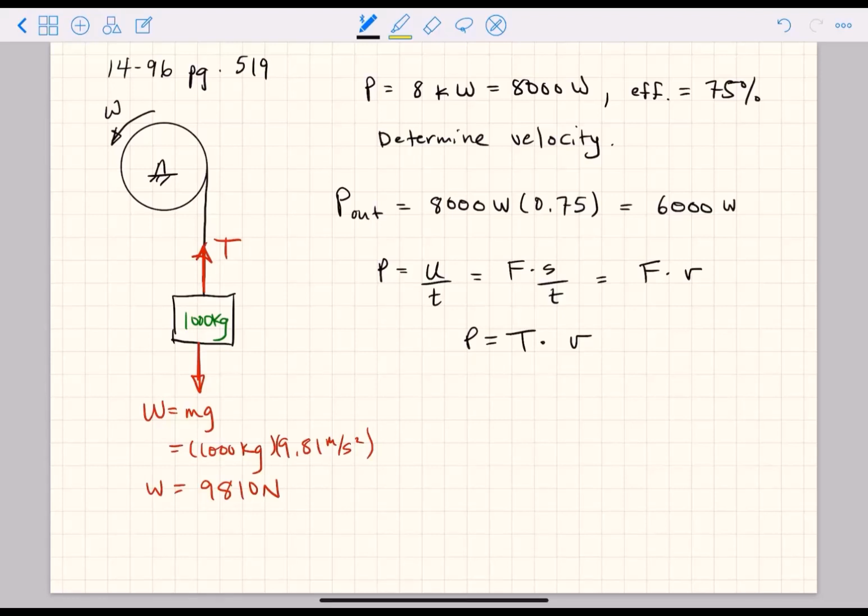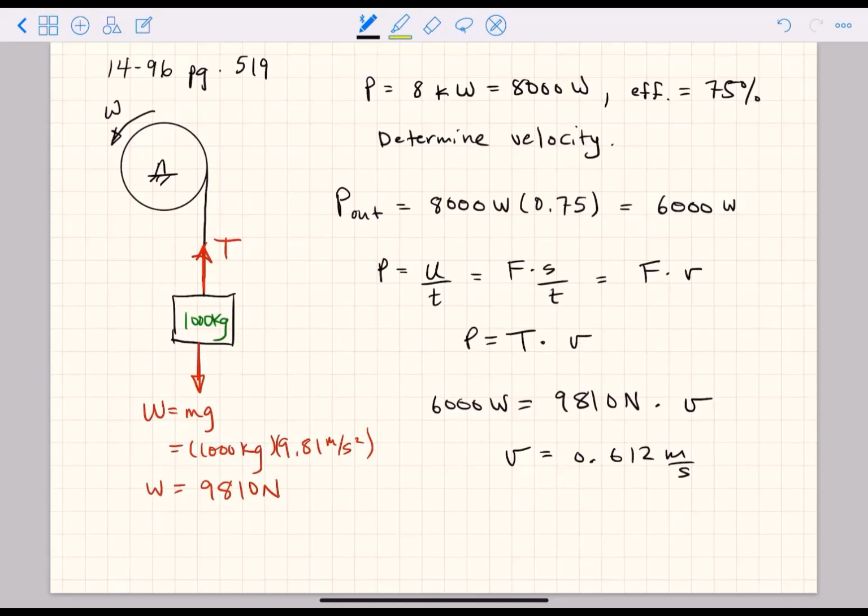Do we have a tension? I don't know if I said torque earlier. If I did, that was my mistake, but a tension in the line? Yeah, it's equal to the weight, which is 9,810. Okay, so let's put those values in. So 6,000 watts is equal to the tension, which is 9,810 newtons, and that is being multiplied by velocity. So if I divide both sides by 9,810, then I get a velocity of 0.612 meters per second.